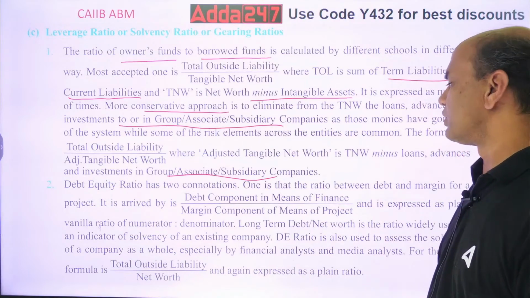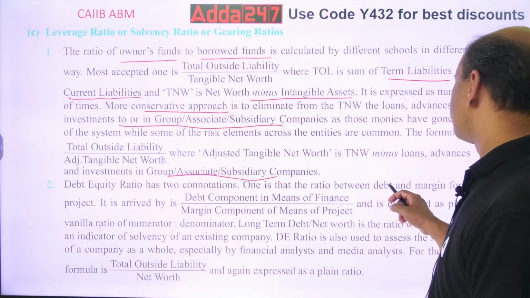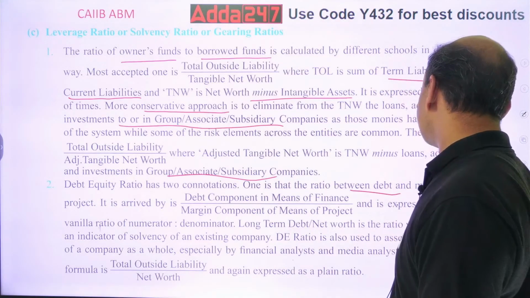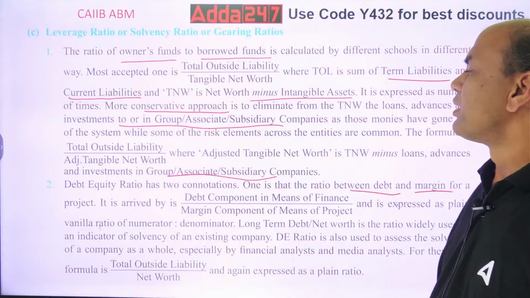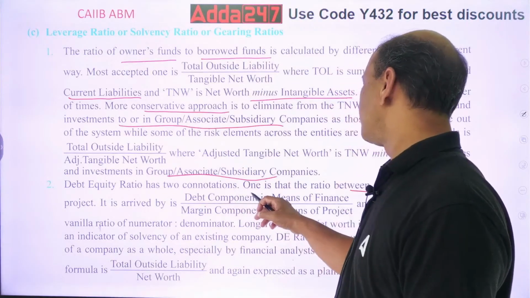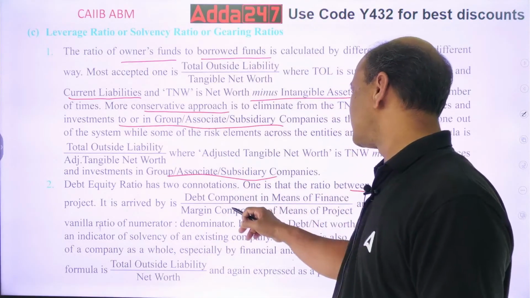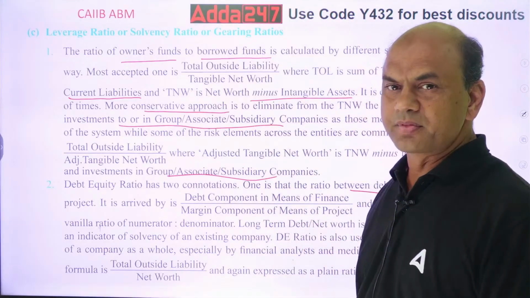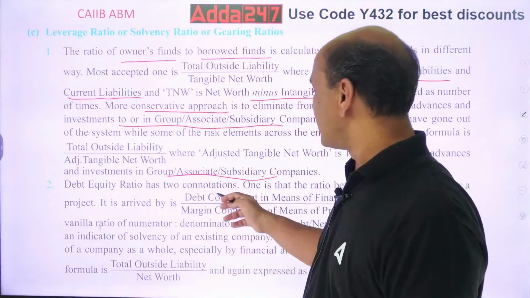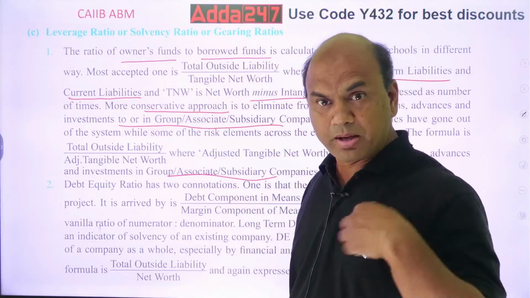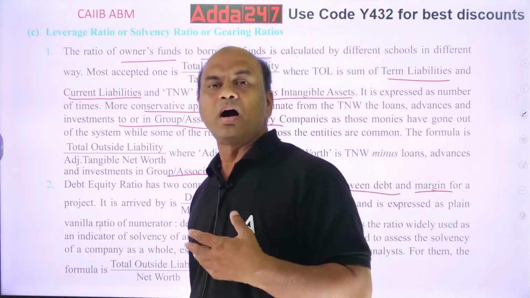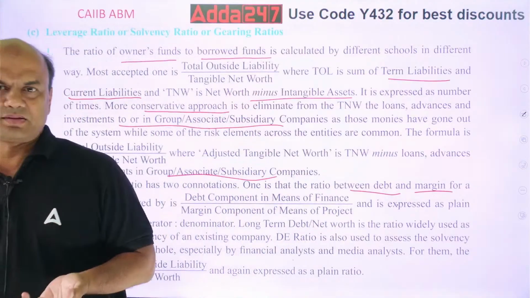Debt equity has two connotations. One is the ratio between the debt and the margin for the project. Debt means outside loan, and margin means my own money. It is arrived at by the debt component of the means of finance upon the margin component of the means of the project. Margin means the margin which I am bringing into the loan. So debt component means the bank debt divided by my own margin. How much loan I am taking from the bank upon how much I am putting in as margin.